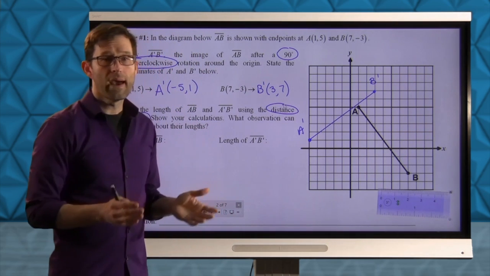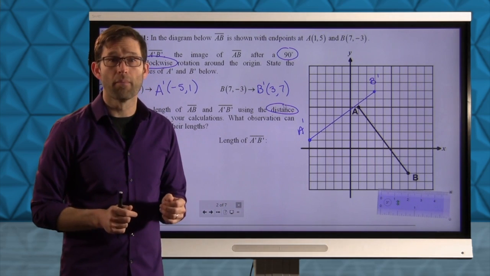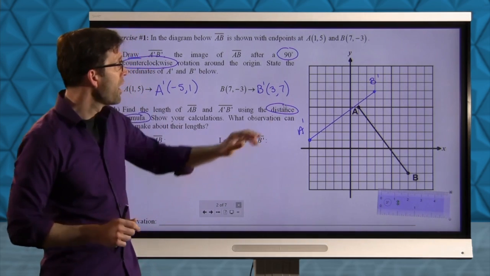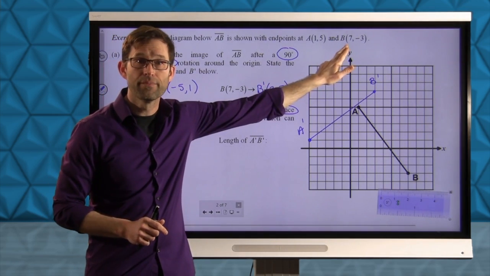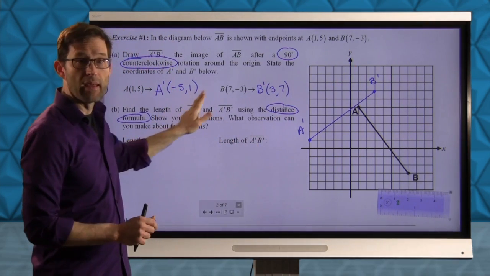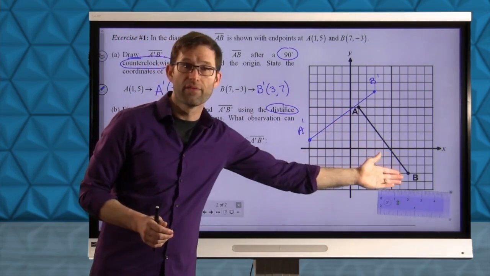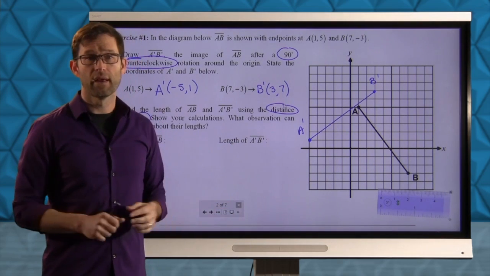Now, you should know the distance formula at this point. If not, this is going to become a problematic lesson for you. But what I'd like you to do is pause the video for a moment, and use the distance formula to find the distance between A and B, and then between A prime and B prime. And remember, when we find that distance, we're finding the length of this line segment and the length of this line segment. So pause the video now and take a few minutes doing that.